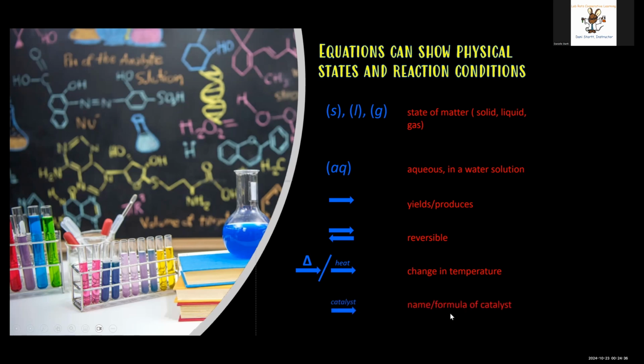And sometimes you'll see the word catalyst written. A catalyst is something that lowers the activation energy of a chemical reaction so that it can occur more quickly or more easily. And in nature, like within the human body, for example, and other parts of nature as well, we have specific biological catalysts that we call enzymes.